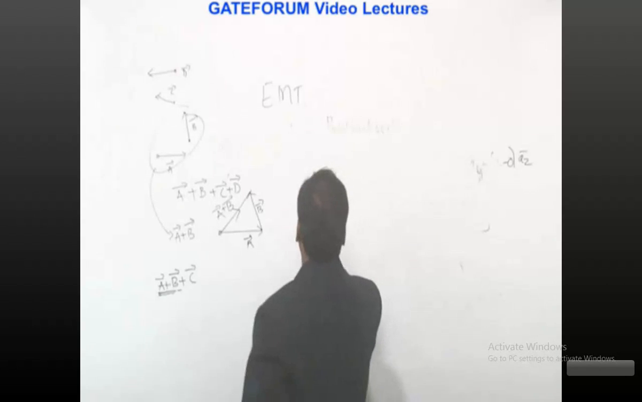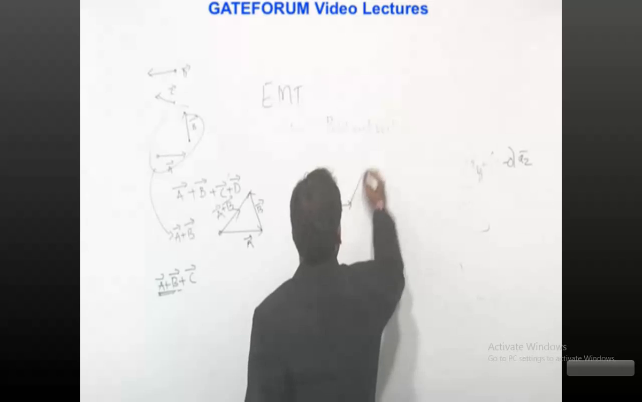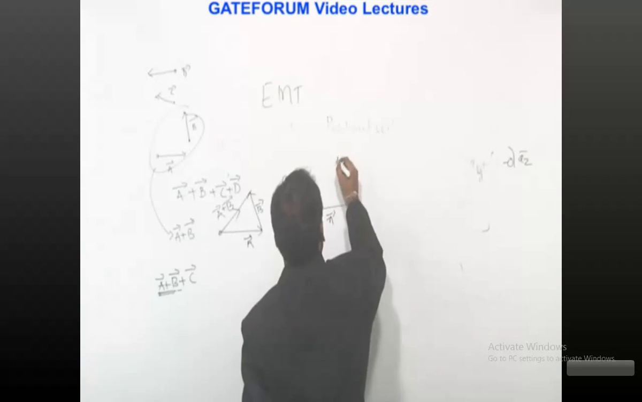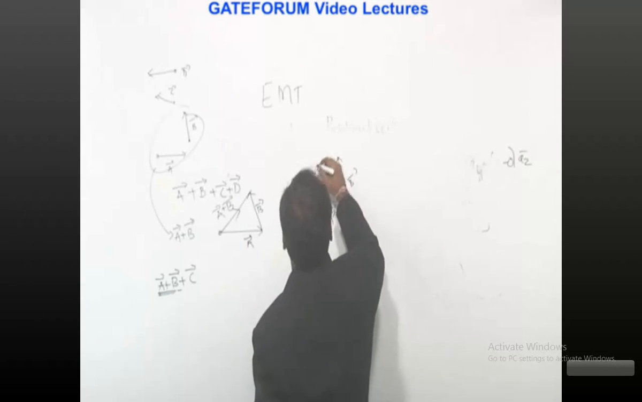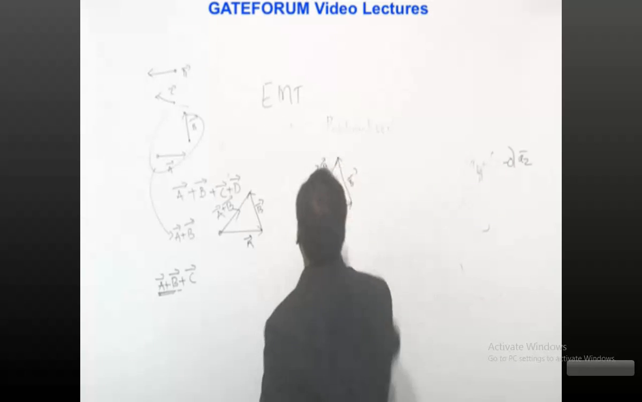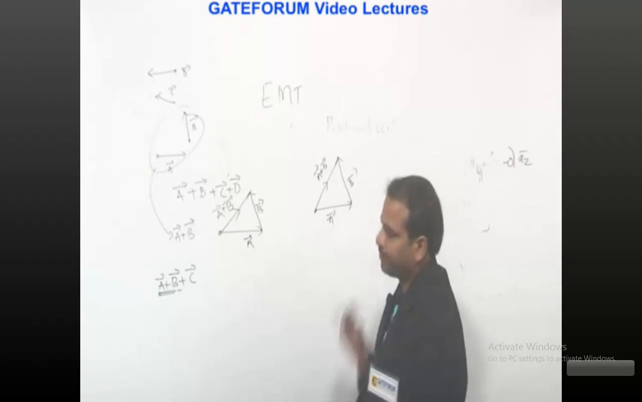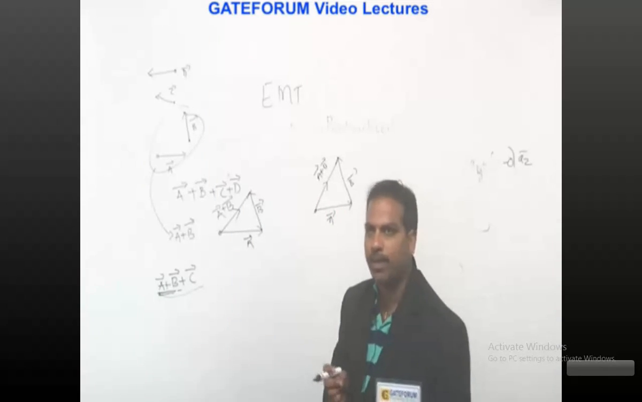So here I just got it before. This is A bar and this is our B bar, and we got this as A bar plus B bar. Now, that means our A bar plus B bar is this vector.